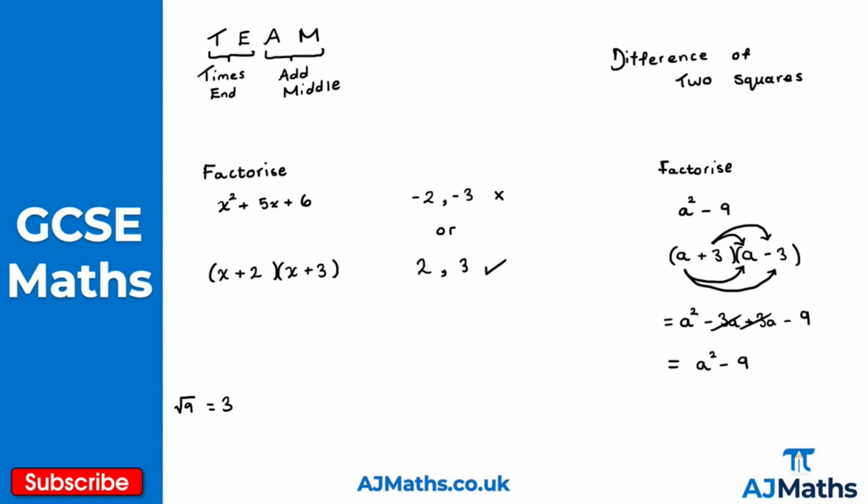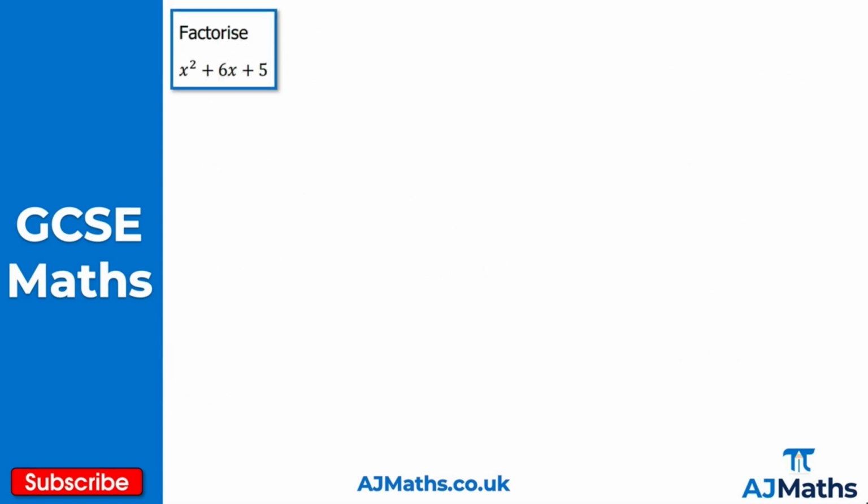What we're going to do now is just take a look at some practice questions. Starting off with question 1 now, we're asked to factorise x squared plus 6x plus 5. So again, to factorise this quadratic here, I'm just going to simply use team. We'll just write team down here. So what I need here is two numbers that we can times together to get the end number, so positive 5, add to get the middle number. So let's just write down the quadratic here. We've got x squared plus 6x plus 5.